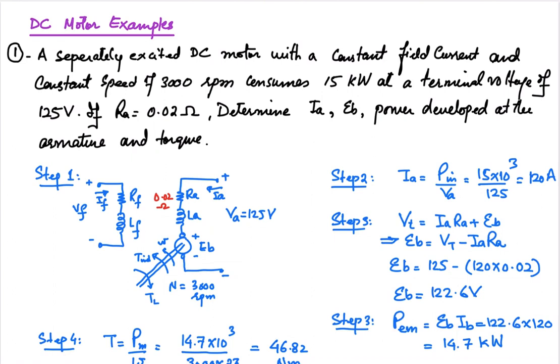First of all, we are going to determine the armature current. The armature current can be determined by looking at the power at this point, and we are given that the machine is consuming 15 kilowatt at the input terminal. So Pin divided by the armature voltage gives us the current injected into the machine, Ia = Pin/Va. 15 kilowatt is the input power and 125 volt is applied at the machine terminal, so 120 ampere is the armature current that flows in this machine.